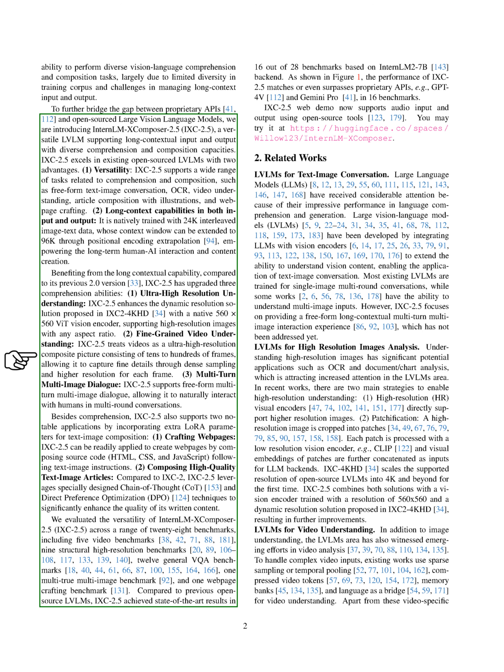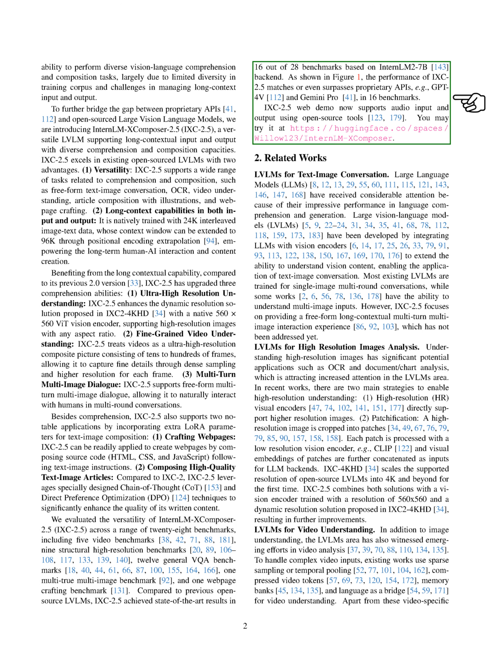interaction and content creation. Compared to its previous version, IXC 2.5 has improved in three comprehension abilities: ultra-high-resolution understanding, fine-grained video understanding, and multi-turn multi-image dialogue. Additionally, IXC 2.5 supports crafting web pages and composing high-quality text-image articles.